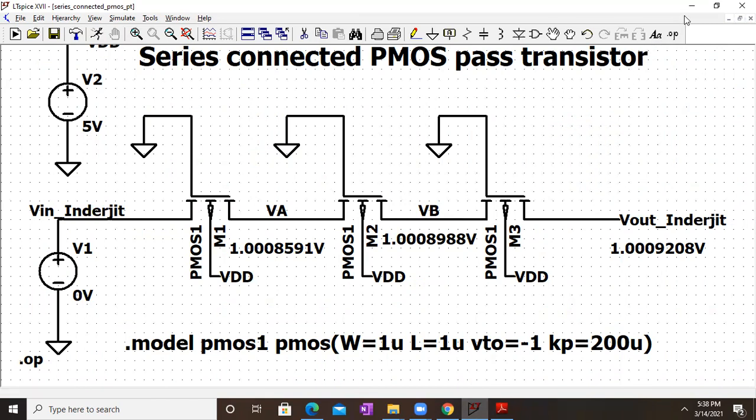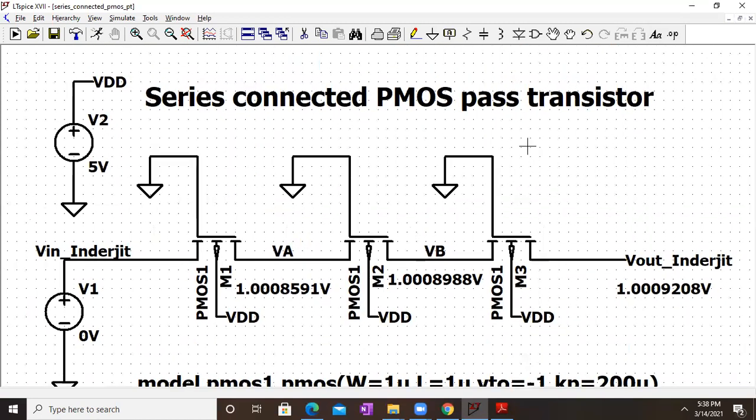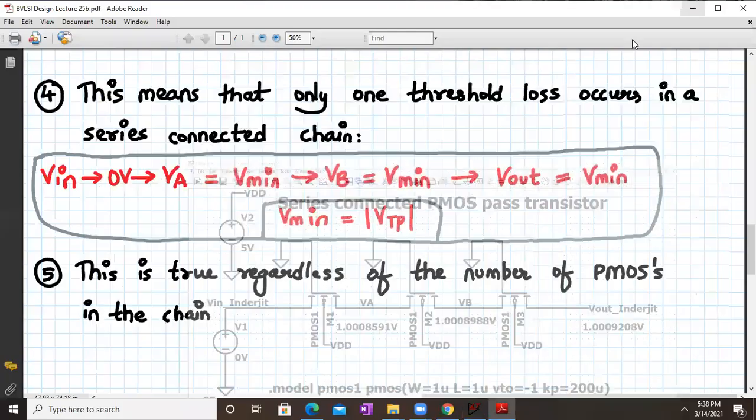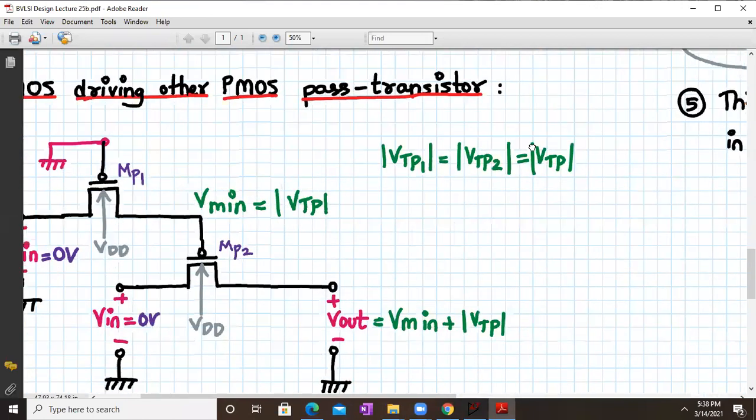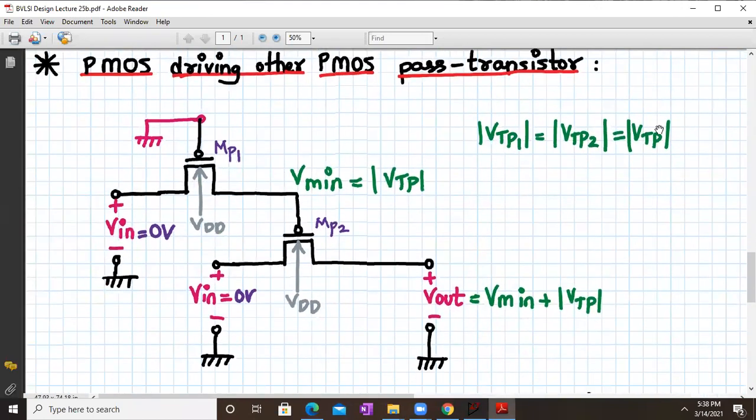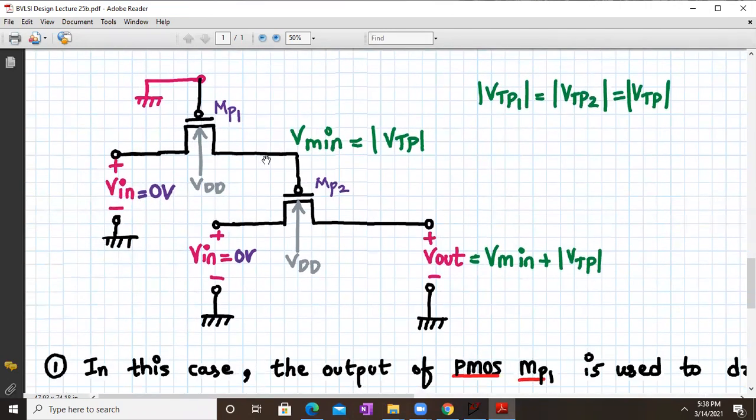Okay, so this was the discussion on the series connected PMOS pass transistor. Next, we move on to the next topic, that is PMOS driving another PMOS pass transistor logic. Over here, the output of the first PMOS transistor is driving the gate terminal of the second PMOS transistor. So here, the condition is same.